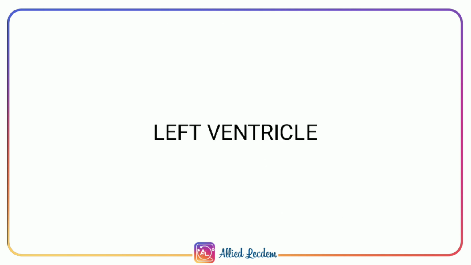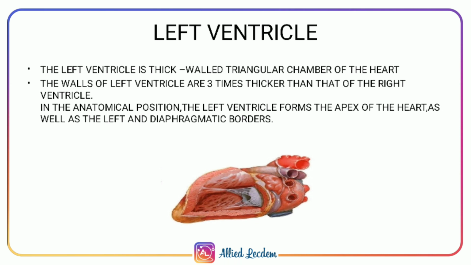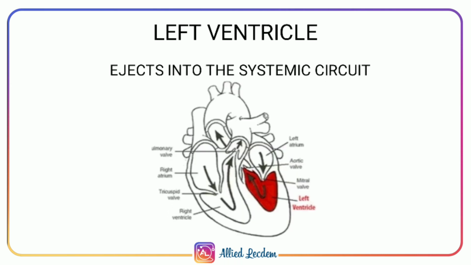Left ventricle. The left ventricle is thick-walled and it is 3 times thicker than the right ventricle to withstand 5 times stronger pressure. Anatomically, the left ventricle forms the apex of the heart as well as the left and diaphragmatic borders. The main function of the left ventricle is that it ejects into the systemic circuit.